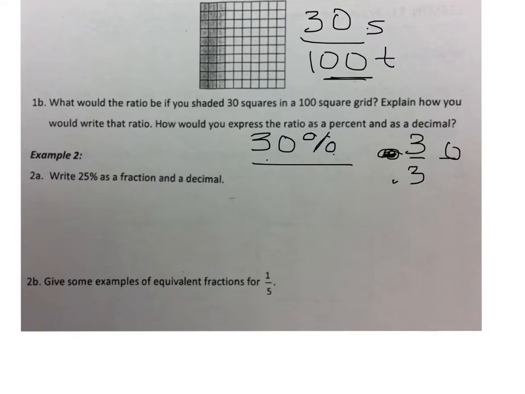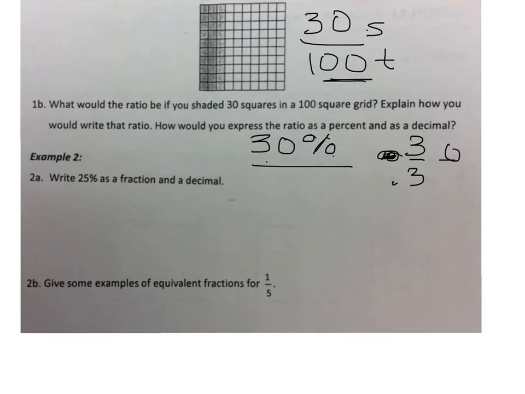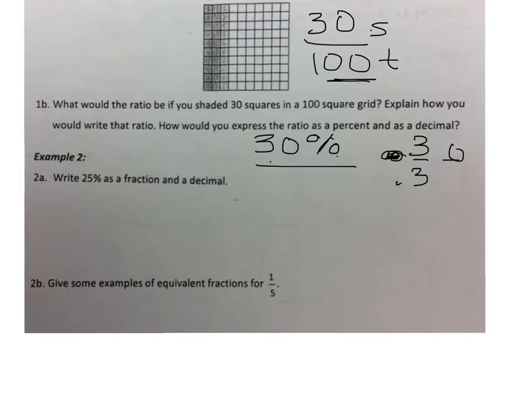Okay, the next example says write 25% as a fraction and a decimal. So now they're taking away the pictures. When I say write 25% as a fraction, well, I know exactly what that number means. So 25% means 25 out of 100. There's my fraction.